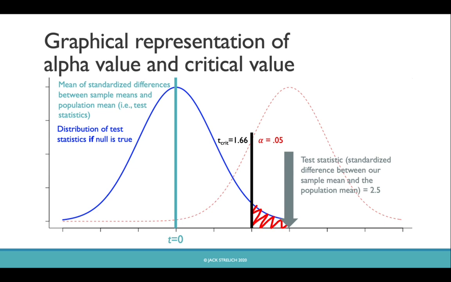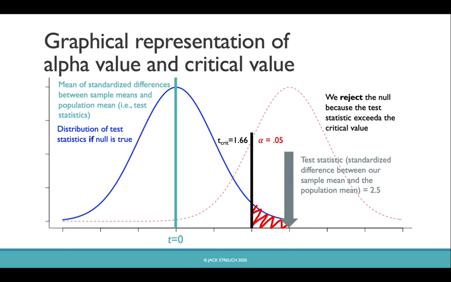Then, once we have our critical t-value, we can see where our test statistic falls in this distribution. Our test statistic, again, is the standardized difference between our sample mean and the population mean. In this case, it was 2.5. Because our test statistic exceeded our t-critical value, we concluded that it would be extremely unlikely to observe that particular test statistic if the null hypothesis were true, and thus we reject the null because the test statistic exceeds the critical value.